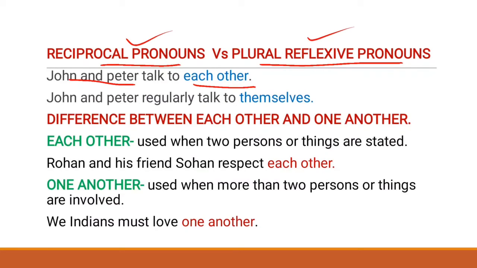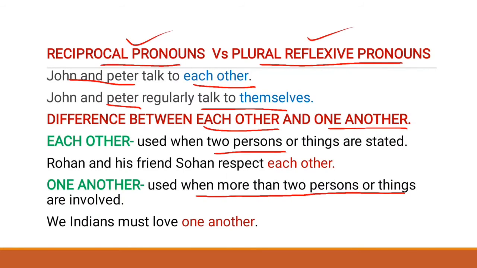But when we say John and Peter regularly talk to themselves, it means John talks to himself and Peter talks to himself. Now let's understand the difference between each other and one another. There is a very little difference in meaning between each other and one another. Each other is used when two persons or things are stated, and one another is used when more than two persons or things are involved.